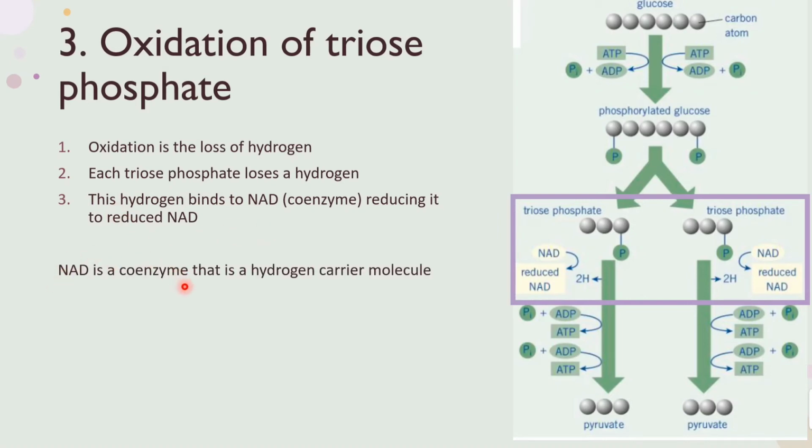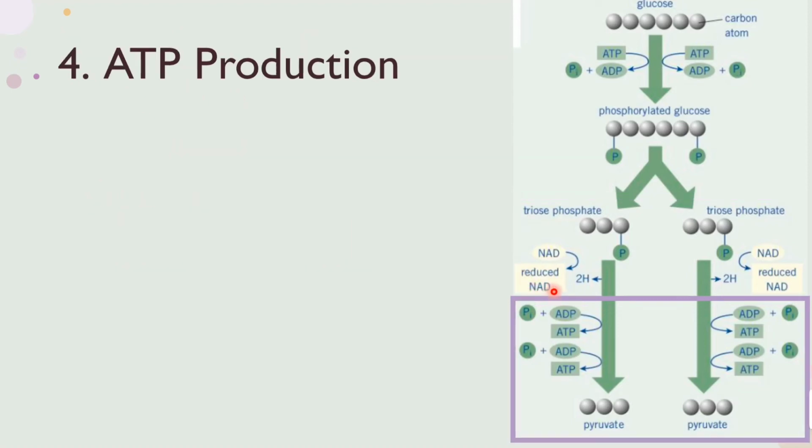So NAD is our coenzyme, and it works as a coenzyme by being a hydrogen carrier molecule. So our triose phosphate is oxidized by losing a hydrogen, and our NAD picks up this hydrogen. It's a hydrogen carrier molecule, and by picking up this hydrogen, it becomes reduced NAD.